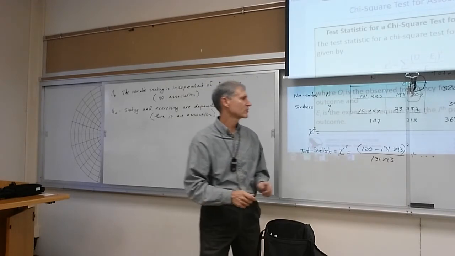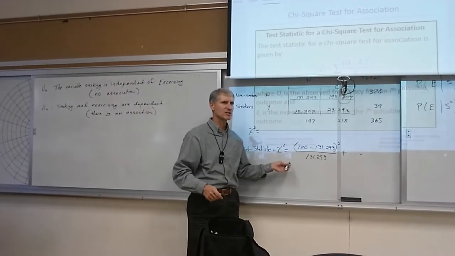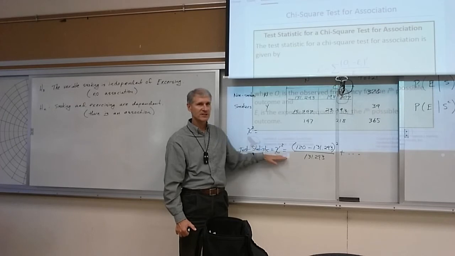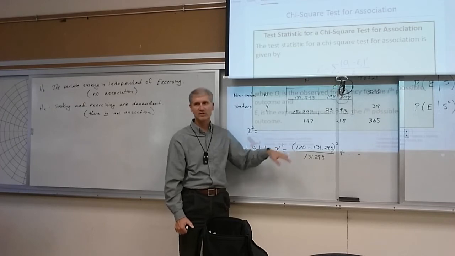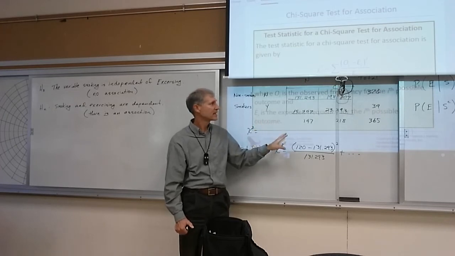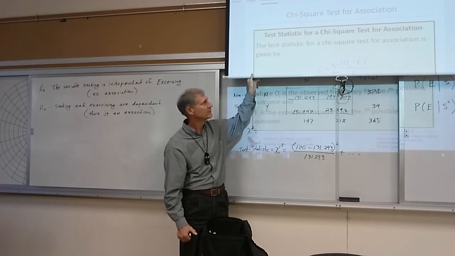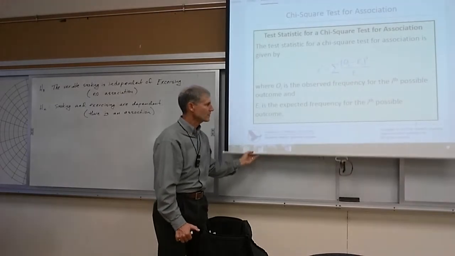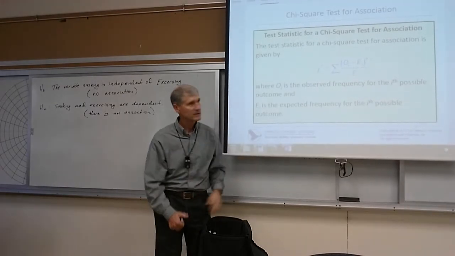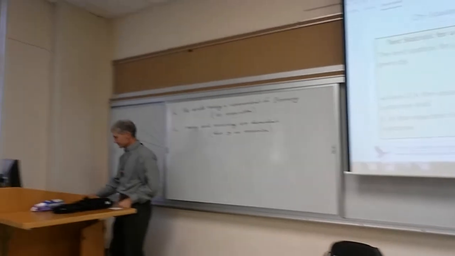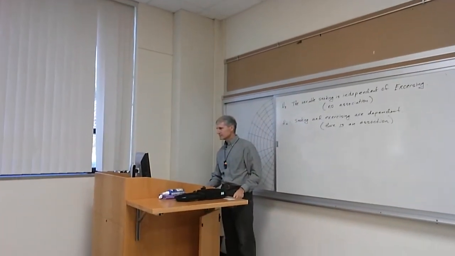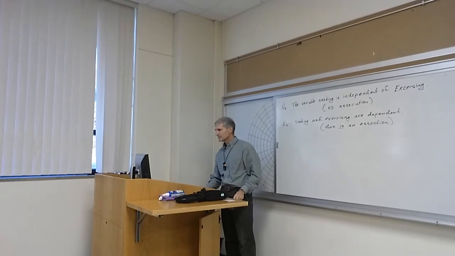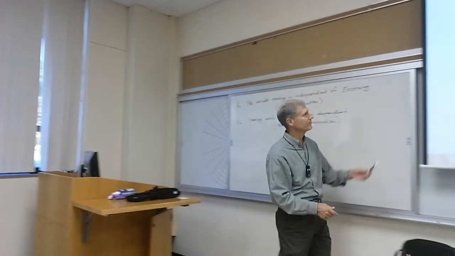So the book will walk you through the whole process of a rejection region, looking up in a chi-square table a critical value for this test statistic. But you don't have to do any of that. We're going to go right to the calculator to do this. Okay? All right, so let's do it. Okay, so here's where we start this.